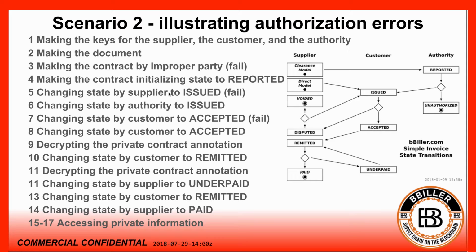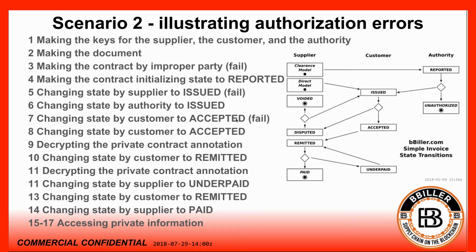We'll then try to change the state from reported to issued, but by using the supplier credentials, this will fail. Only with the authority credentials can we change the state of the machine to be issued. We're then going to try and change the state machine to accepted, which looks like it should be allowed, but the customer has to use, as well as his credentials, the appropriate state of the state machine.